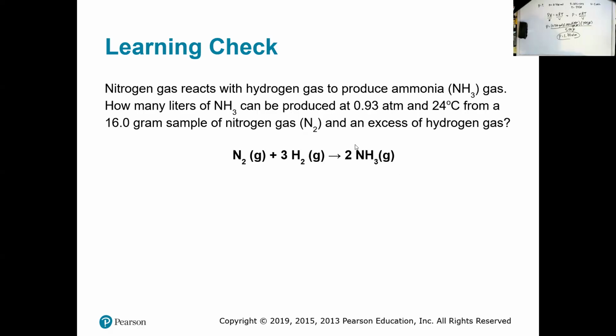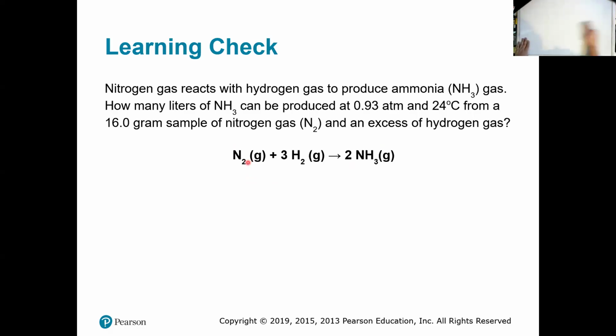They want us to end up with a volume of ammonia gas, but they've told us a mass of nitrogen gas. So they want us to find a volume, but they gave us a mass of our nitrogen gas. So we're going to think about this in terms of steps.